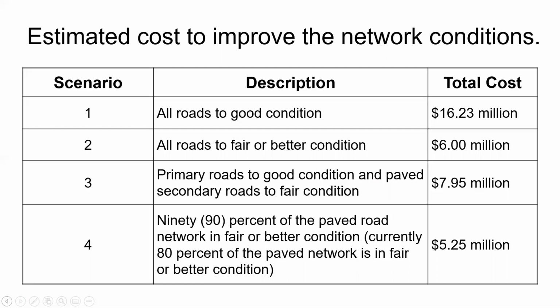And then they were able to calculate, based on our existing condition, if you guys want to get all of our roads to good condition, that's going to take over $16 million. If you want to get all the roads to fair or better, that's going to take $6 million. 90% of the paved road network in fair or better condition, then that's going to take $5.25 million to do so. And again, this is just a way that you can give your officials, the ones that you report to, options. That's the engineering side of it. We come up with all these different options. Then we're going to try to make the best business case or the best business decision to get our network to where we want it to be.